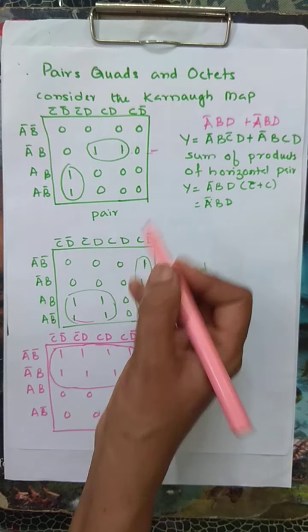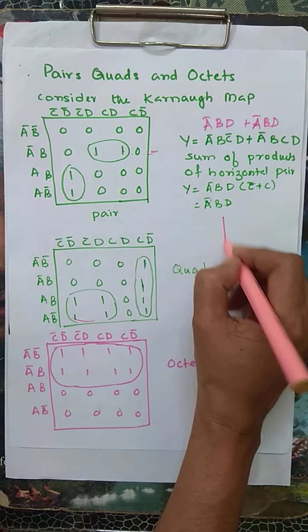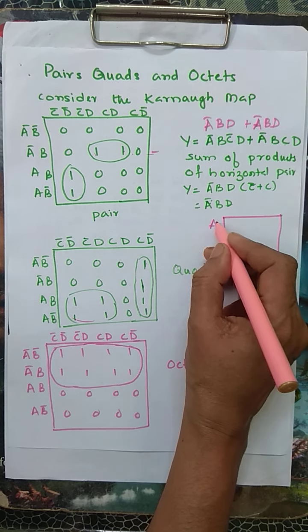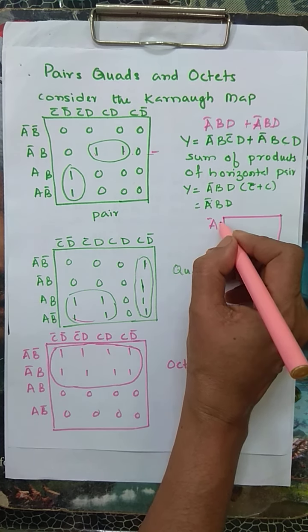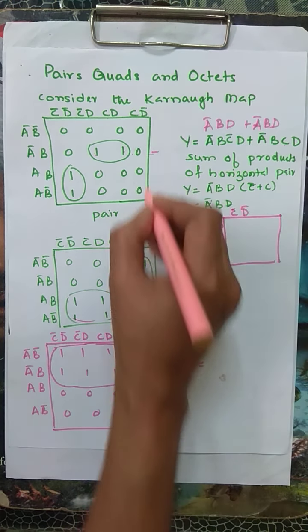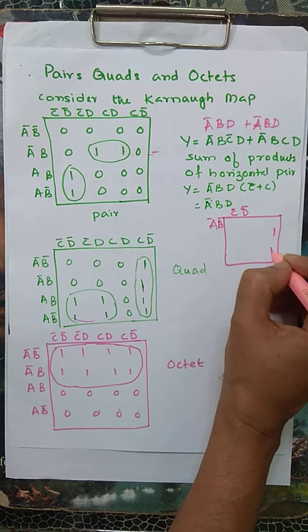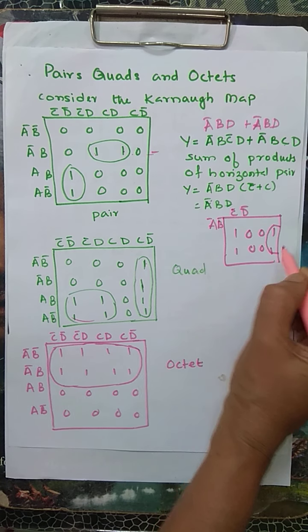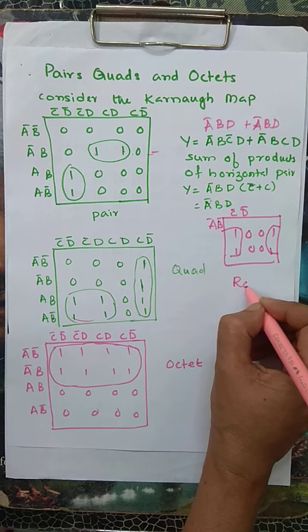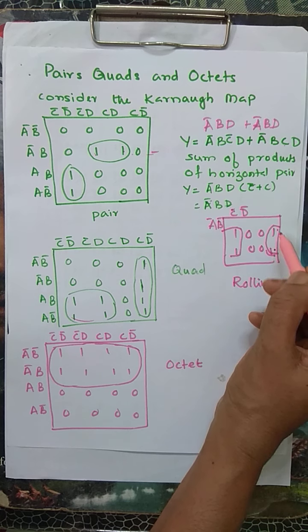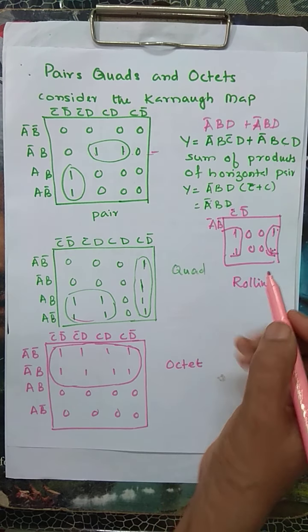You can group using rolling. Suppose I am having a map like this. Completely you can write. Suppose I am having ones like this. Like this I am having some zeros here. I can group this along with this. That is called rolling. That means if this is a piece of paper, if you roll that paper, this and this and this and this will come together. You can roll it and group.